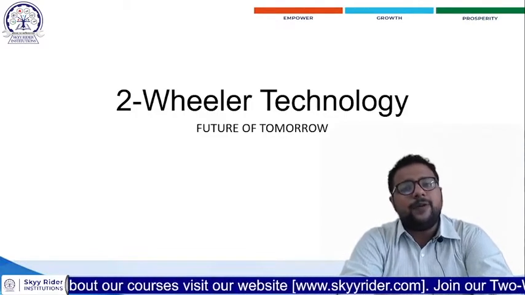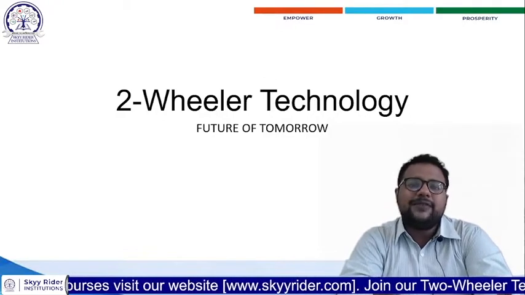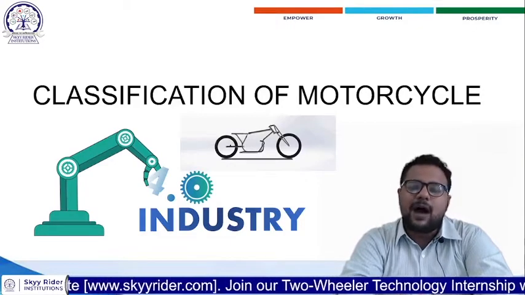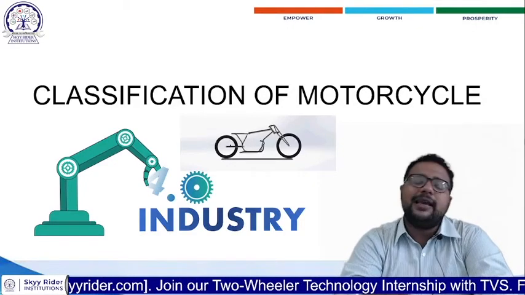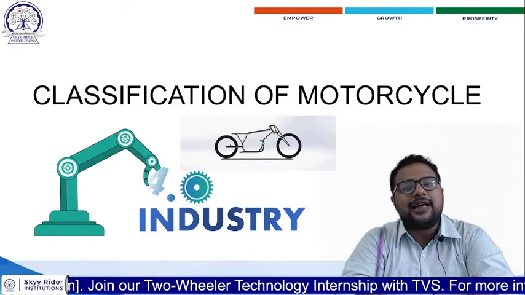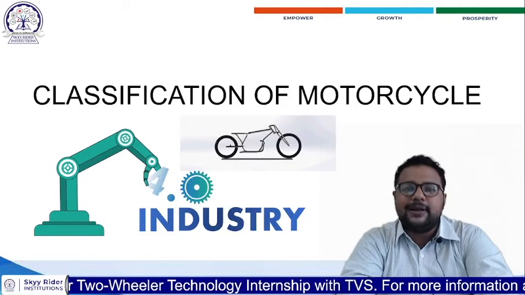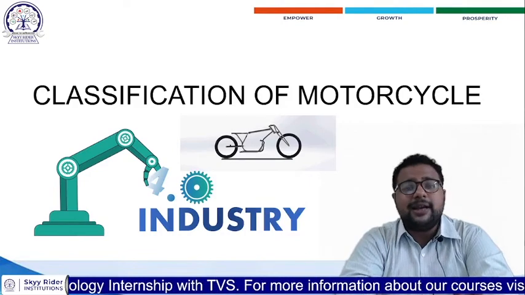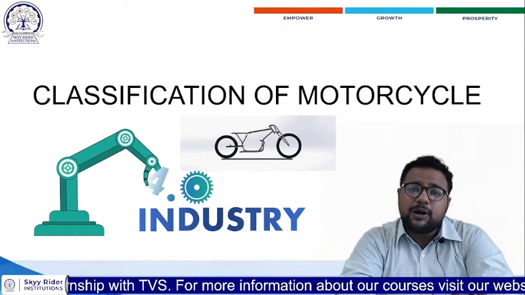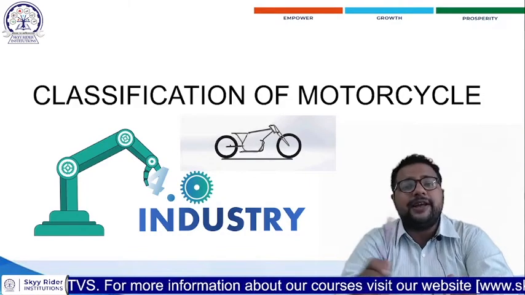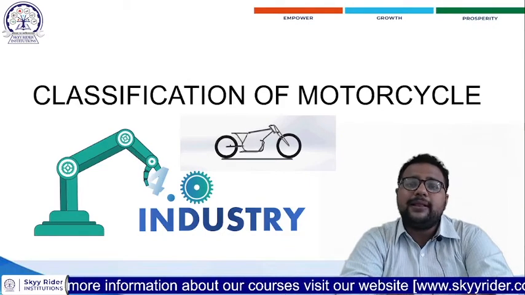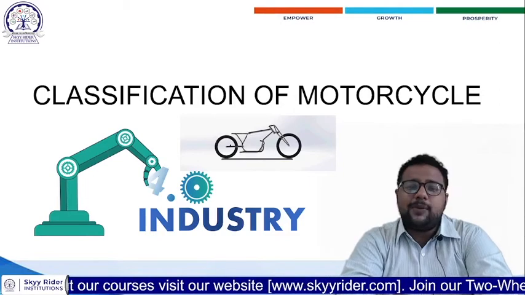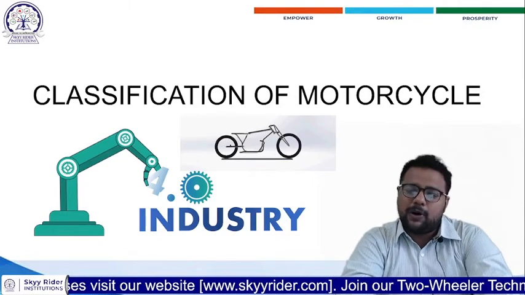In today's session we are going to discuss the classification of motorcycle systems. So how are motorcycle systems classified? See, like our human body is classified into different categories like skeleton system, muscular system, nervous system, similarly our motorcycle can also be classified into different categories to make the learning of the system easier. So let us continue and learn about the classification of motorcycles.